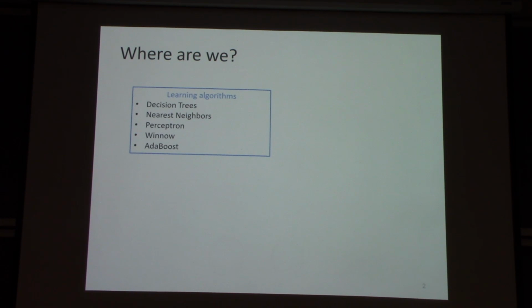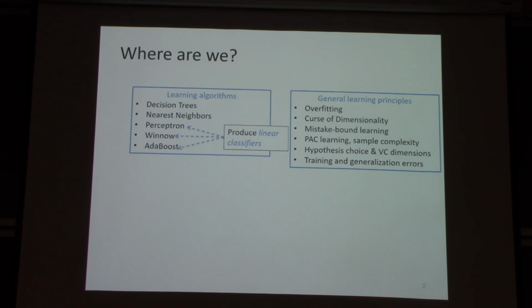Just to give you an idea of where we are, we've seen a bunch of learning algorithms since the beginning of the semester. We've seen decision trees, we've not seen nearest neighbors. This is an old slide that should have been fixed. You'll see nearest neighbors at the end of the semester. We've seen perceptron, winnow, we just saw AdaBoost and the idea of ensembling. Some of these are linear classifiers.